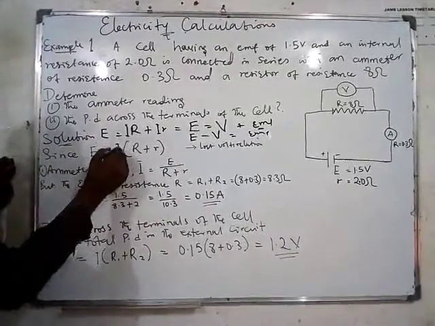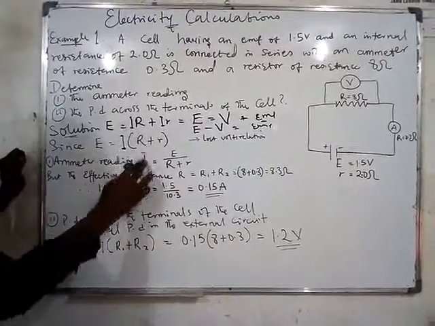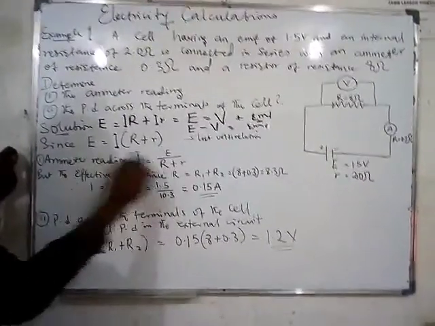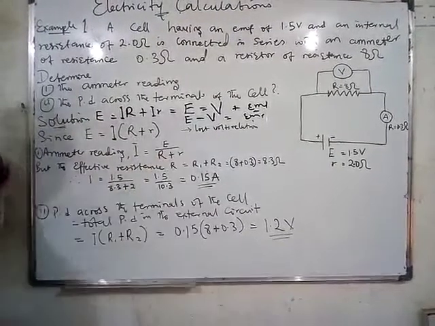So now to get the ammeter reading, you make what? Current the subject of the formula. So when you make current the subject of the formula here, you have what? I equal to what? E all over what? Big R plus what? Small r.